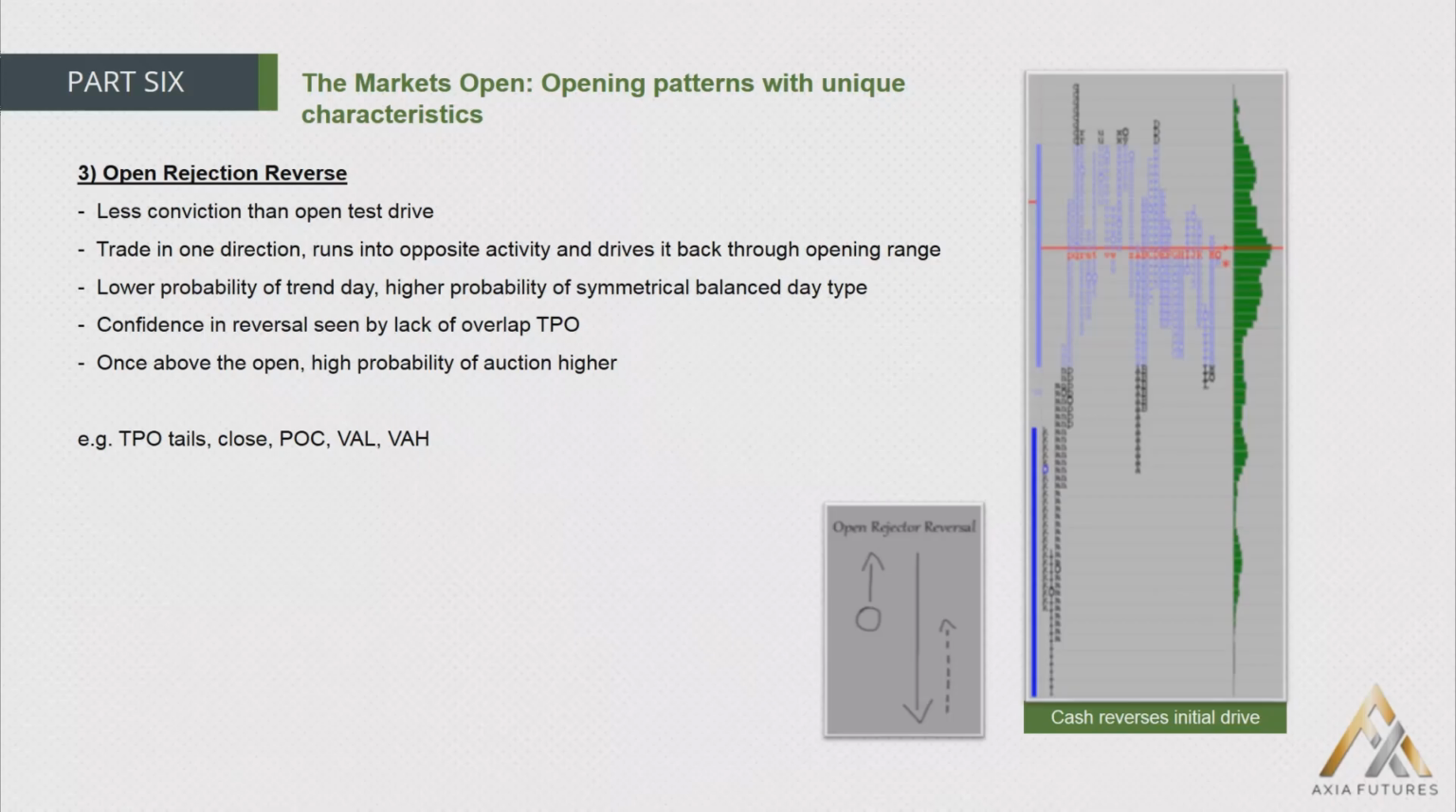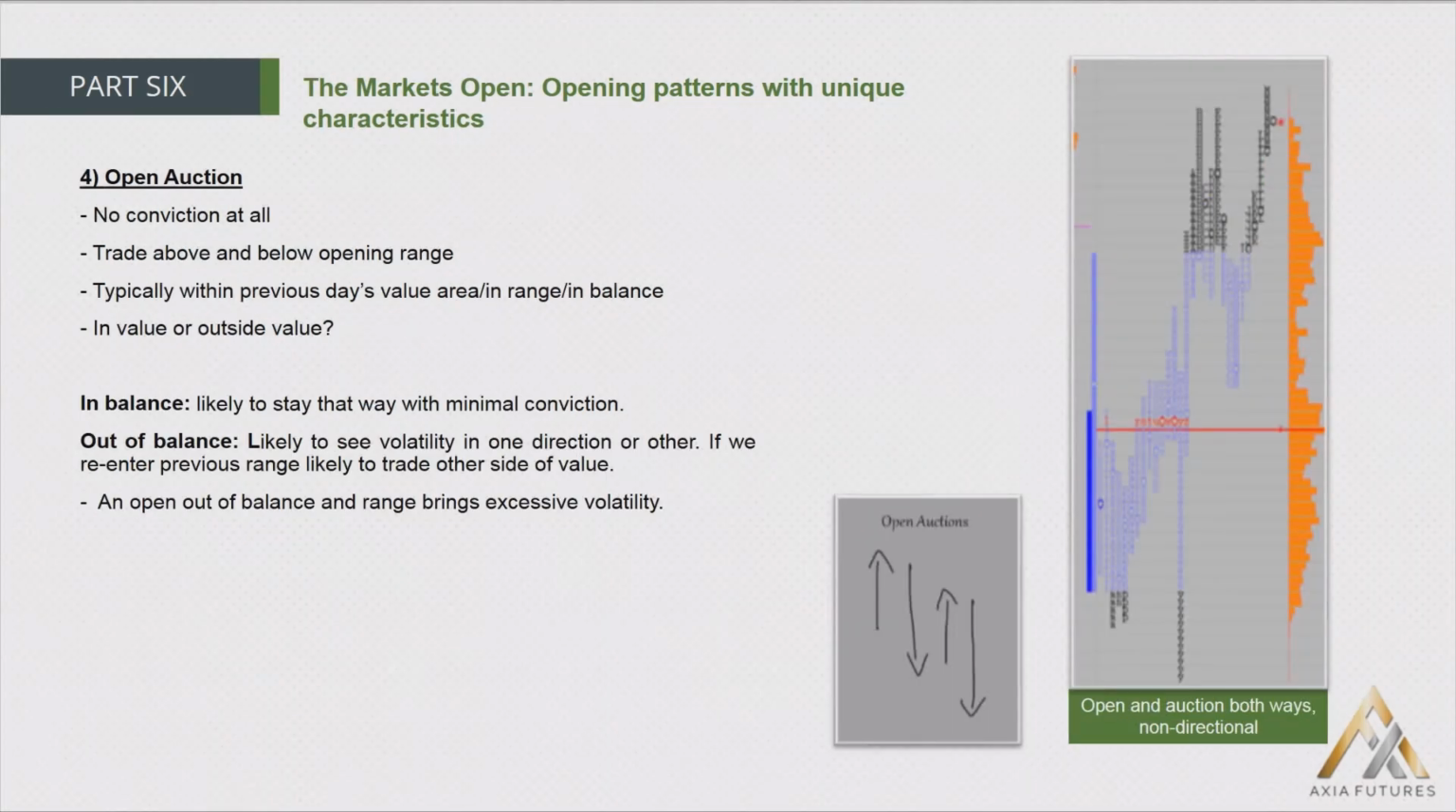Let's now turn our attention to the last of the opens, which is the least convicted open trade type we get. So the last of the four opens is the open auction. Now, as the name suggests, the market opens and it merely begins to auction between buyers and sellers.